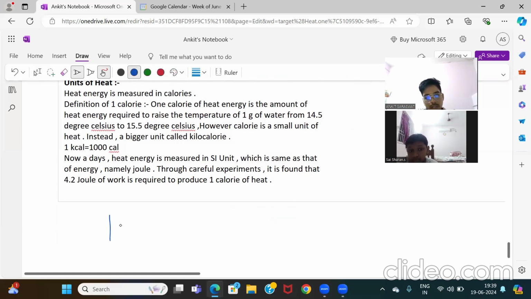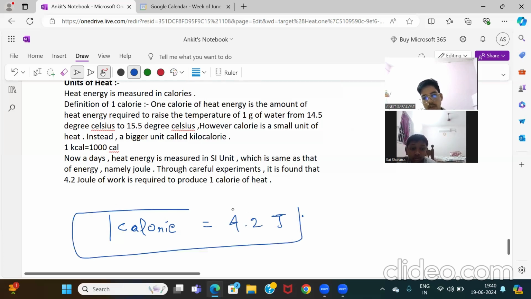Relation: 1 calorie of heat is equal to 4.2 joule of work. Understood? 4.2 joule. 1 calorie is equal to 4.2 joule.